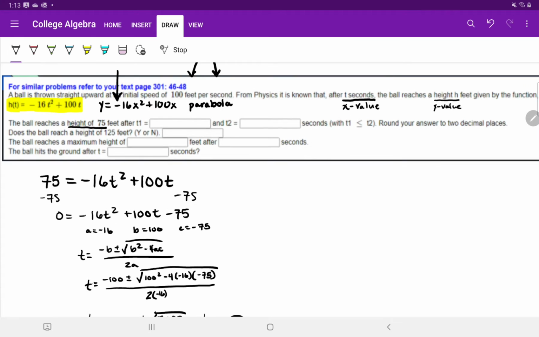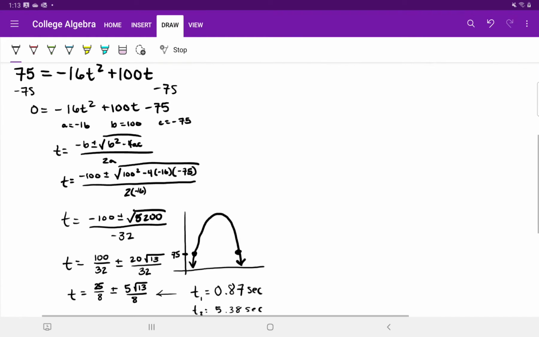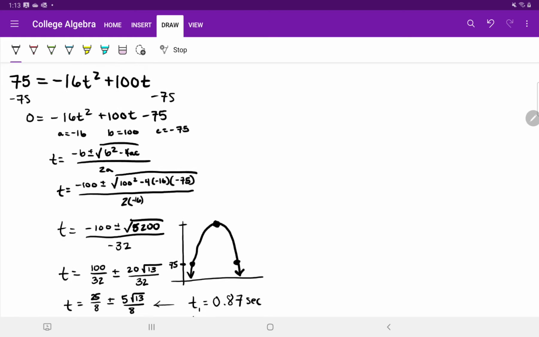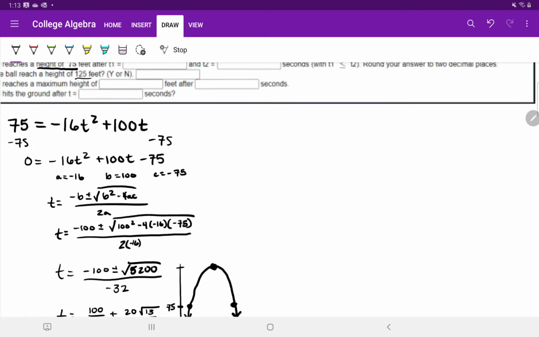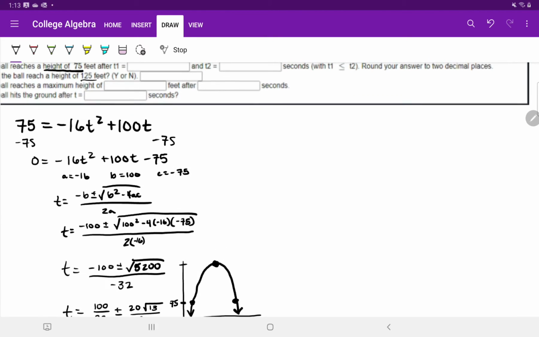The next part asks, does the ball reach a height of 125 feet? Yes or no? Well, the key to answering this question is to figure out what our maximum is. If our maximum, say, is 200 feet, then certainly at some point it's going to pass the 125 feet mark. If our maximum is, say, 100 feet, then no, it would never reach the 125 foot mark. So for this second question, let's just find our maximum.